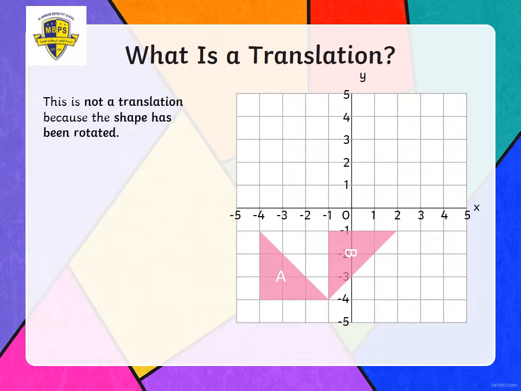Here we have two shapes, A and B, two triangles, and we want to know, is this a translation or not, and why? What do you think? Good, this is not a translation because they rotate the shape.